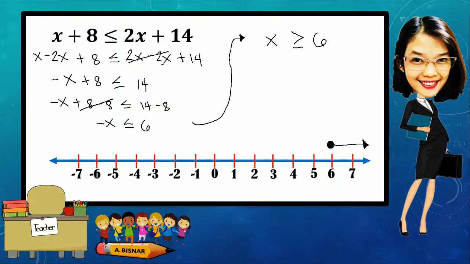Again, tatandaan na kapag negative, magbabago to. Kung less than siya, magiging greater than. Kung greater than, magiging less than. So, that's it. Ayun lang po. This is how we graph linear inequality in one variable. So that's it. I hope you learned.